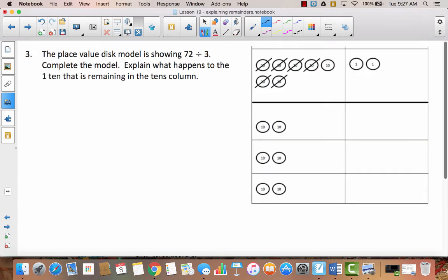All right, let's take a look at number 3. The place value disk model is showing 72 divided by 3. Complete the model. Explain what happens to the 1 ten that is remaining in the tens column. I want you to do this by yourself. Complete the model, and then in your own words, explain what happens to the 10 that's remaining in the tens column, and then we'll come back and discuss it together.